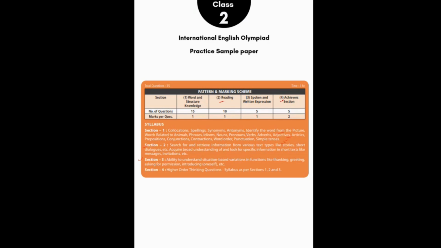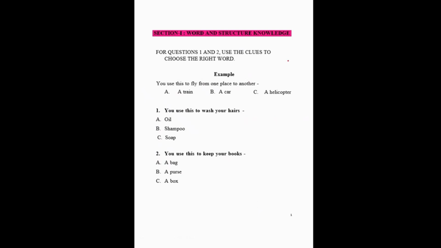Section number 4 would be the achiever section, where 5 questions will be there, and every question would be for 2 marks. Here it would be high order thinking questions, syllabus as per sections 1, 2, and 3. So let us start the sample paper with question number 1 and section 1, that is word and structure knowledge. For questions 1 and 2, use the clues to choose the right word.